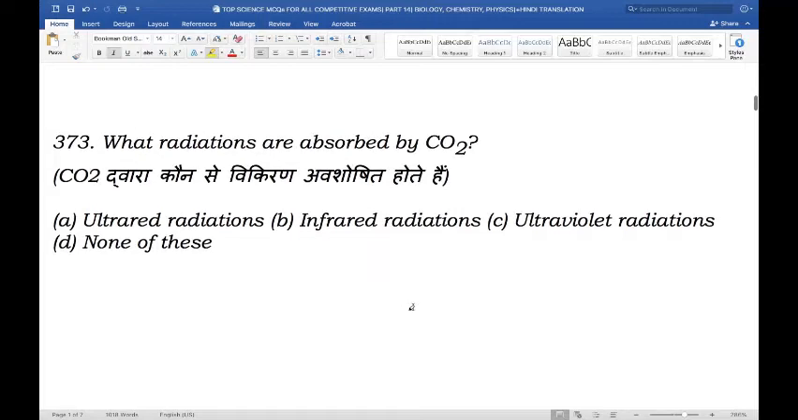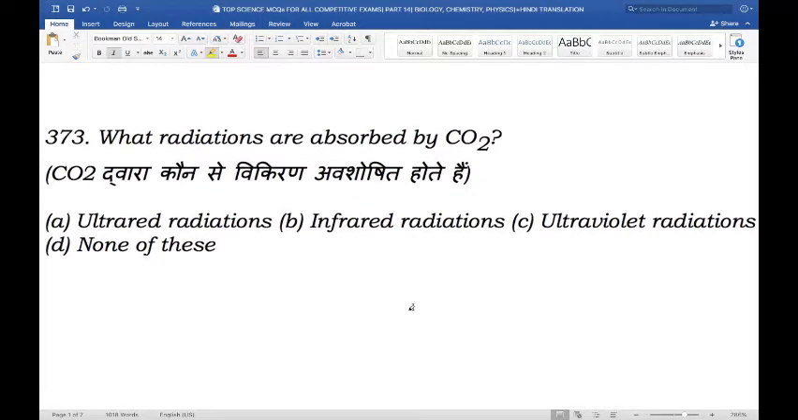Next question. What radiations are absorbed by carbon dioxide? Is it the ultraviolet radiation, infrared radiation, ultraviolet radiations, or none? So the radiations that are absorbed by carbon dioxide are known as infrared radiation. Molecules of carbon dioxide can absorb energy from IR, which is the abbreviated version of infrared radiation. The energy from the photon causes CO2 molecules to vibrate. Sometime later, the molecule gives up this extra energy by emitting another infrared photon.